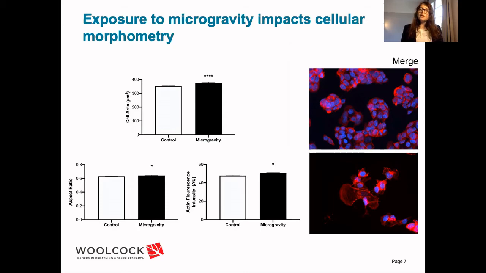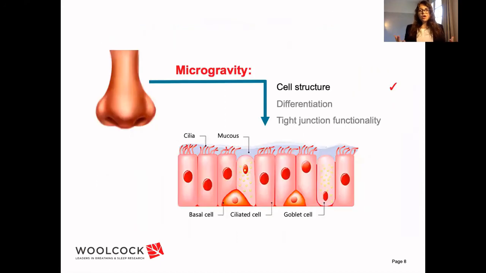And what we found was that there was a small yet significant increase in the amount of actin present in the cells, which kind of paired very nicely with what we were seeing with our rearrangement of the actin cytoskeleton. So now that we had determined that microgravity did play a role in changing, or at least mediating changes in the cell structure of these cells, we moved on to look at differentiation and tight junction functionality in particular.